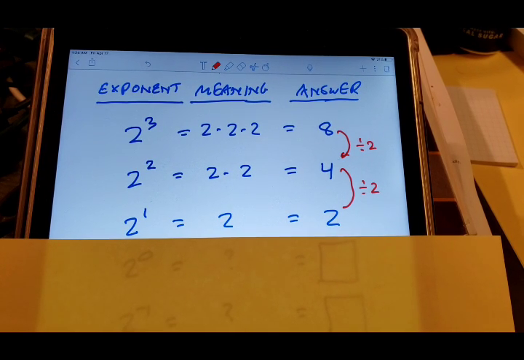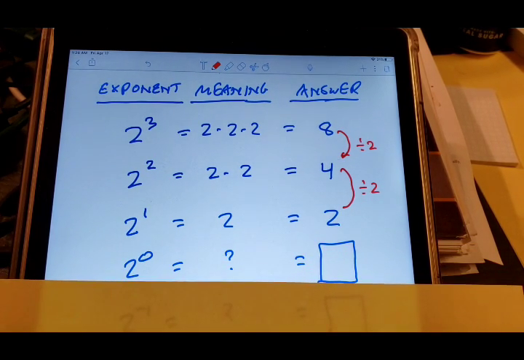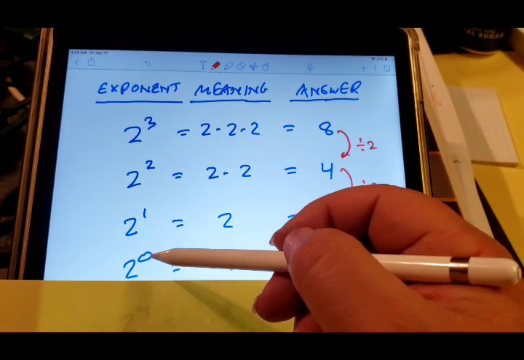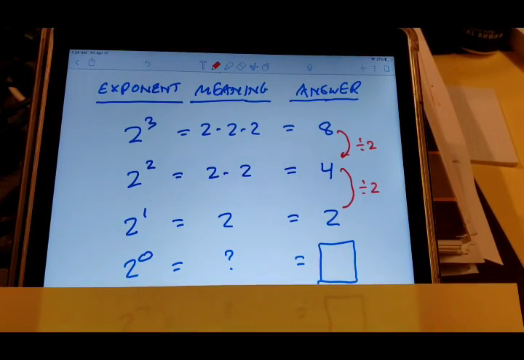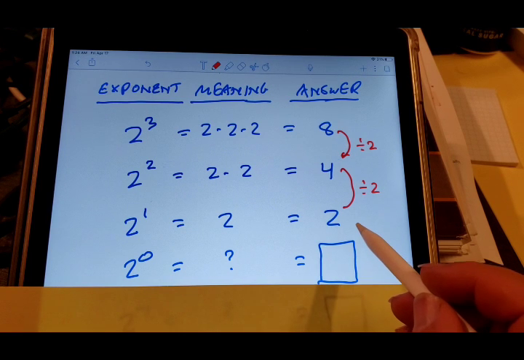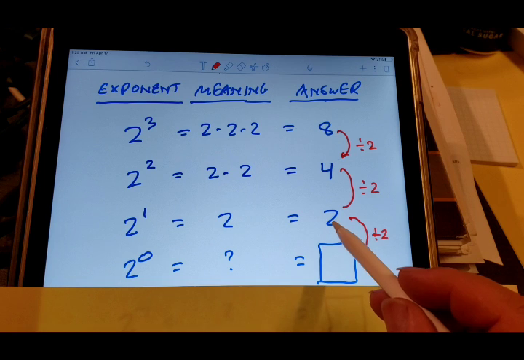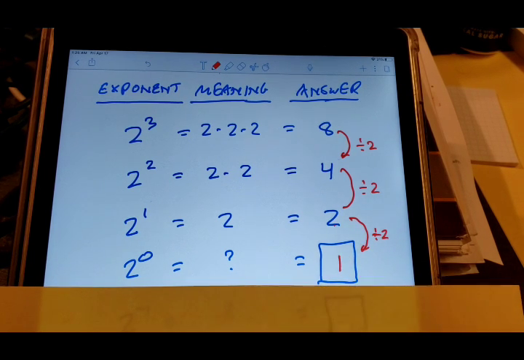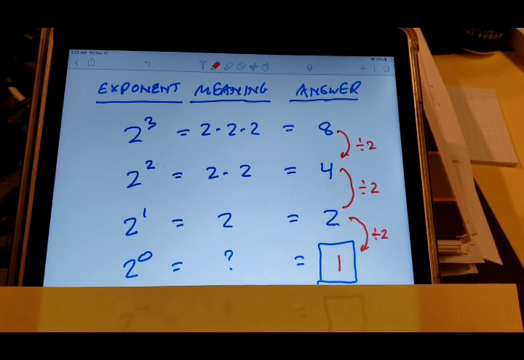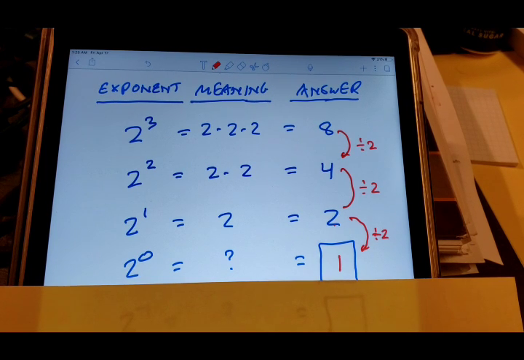And let's continue the pattern. When I say continue the pattern, 3, 2, 1, well, that's going to be a 0. So what we're doing here is we're throwing it out to the universe. What would the pattern tell us we would get if we continued dividing by 2? Well, 2 divided by 2 is 1. So this may be the first way that the very first caveman discovered that 2 to the 0 equals 1.